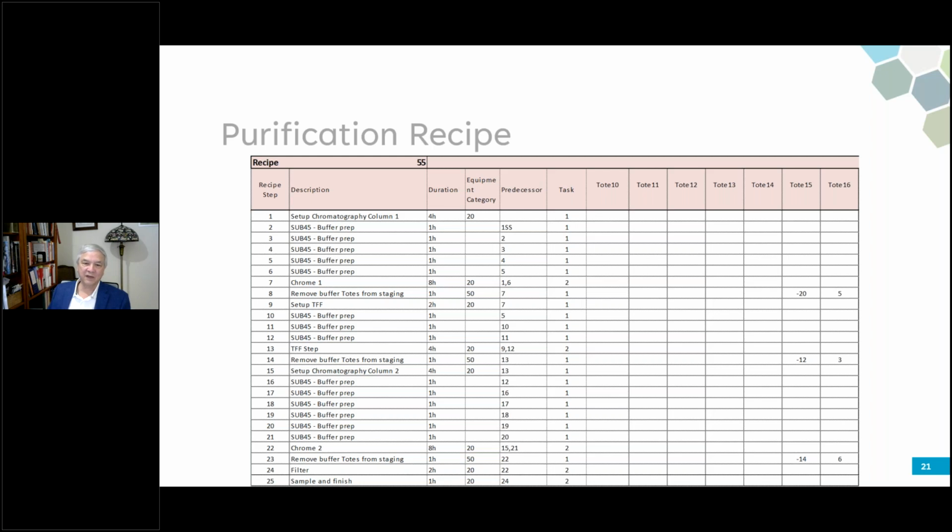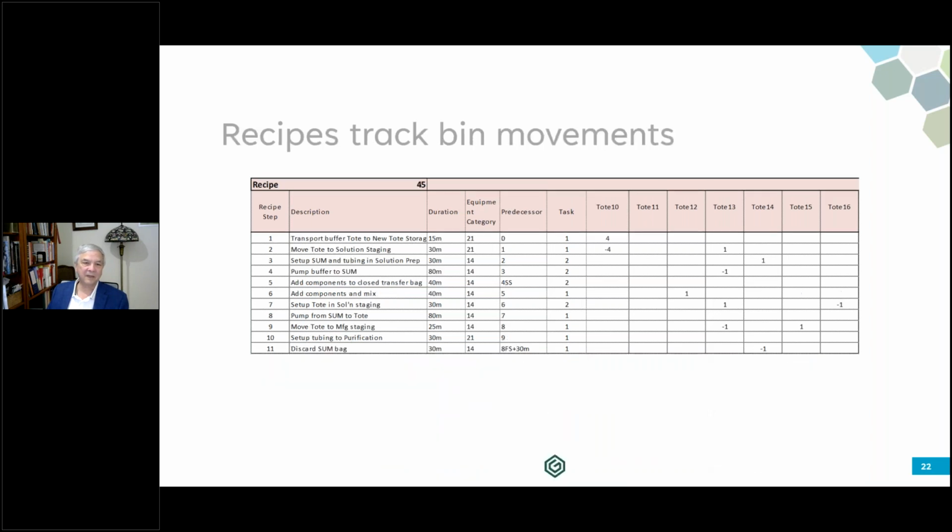These track the single-use containers in the facility. So there's pluses and minuses as they appear and disappear in different locations for the recipe. This is the subroutine for the buffer.